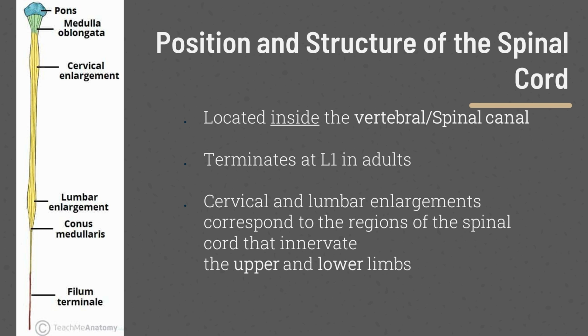You can see on the picture there's a cervical enlargement. Here the spinal cord gets slightly larger, and this corresponds with the origin of the brachial plexus. And the lumbar enlargement, also there on the picture, corresponds with the origin of the lumbosacral plexus.